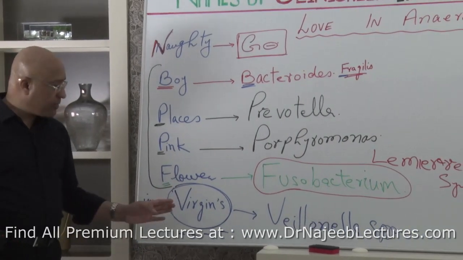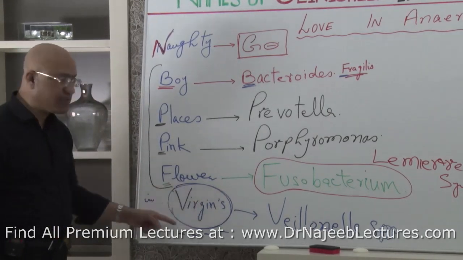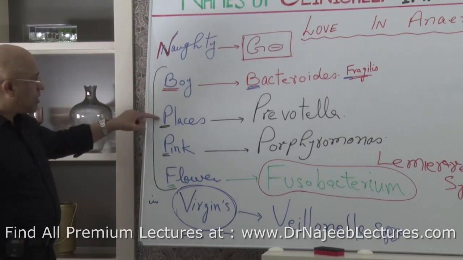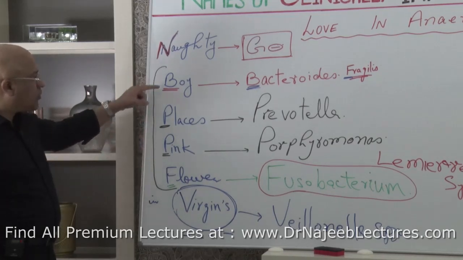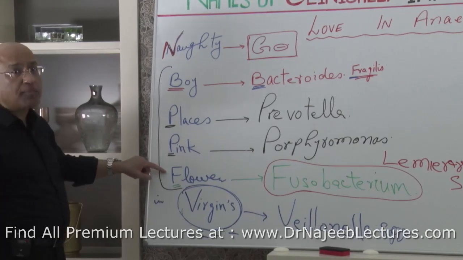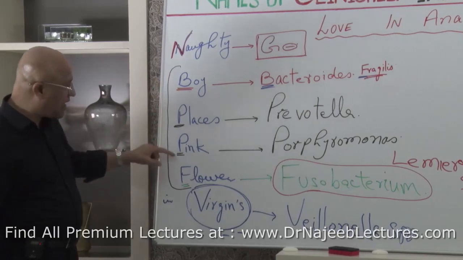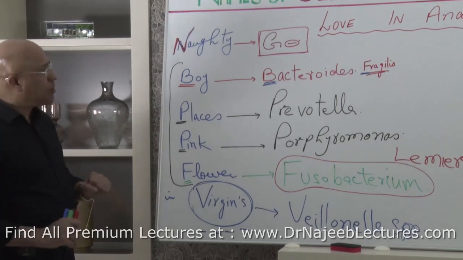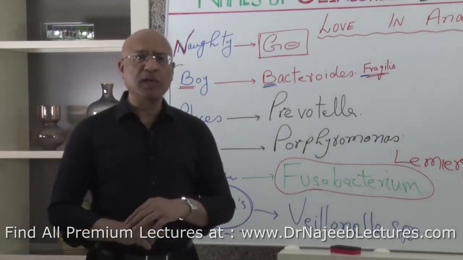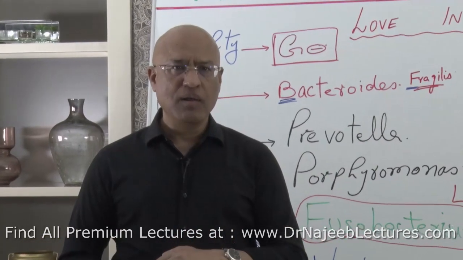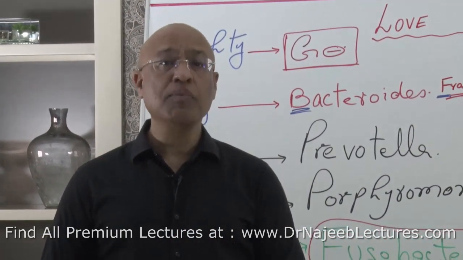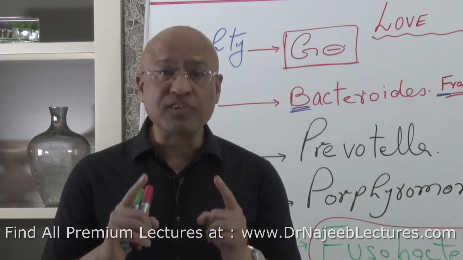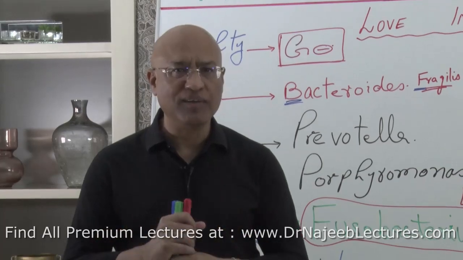Veillonella stands for what? Virgin stands for Veillonella. Here you have to remember this is a coccus, and all in the first sentence, boy places pink flower. All these, Bacteroides, Prevotella, Porphyromonas and Fusobacterium, four of these are very important gram-negative anaerobic rods. They are bacilli, and this is the only one significant gram-negative anaerobic coccus. Now we take a break, and after the break we will go to the next sentence, and that will help you to remember all the most important gram-positive anaerobic bacilli and cocci. Let's have a break.